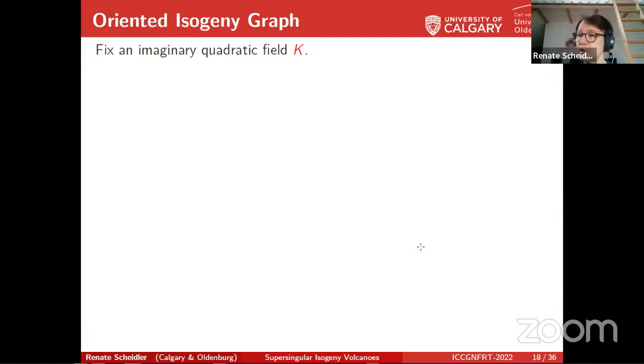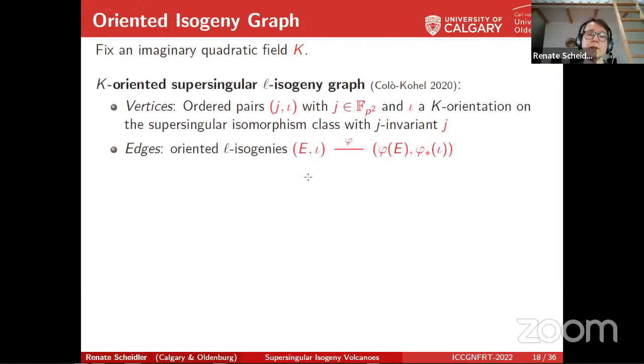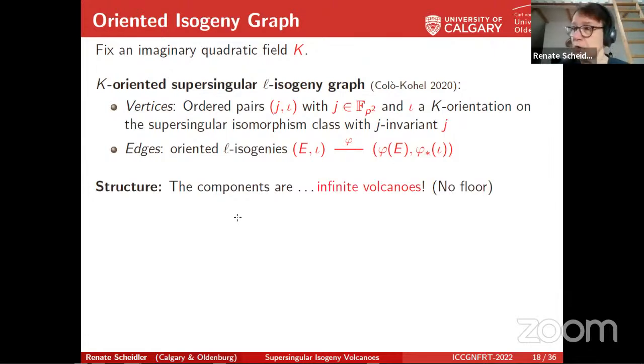So you fix an imaginary quadratic field. Just like in the ordinary case, we're only going to work with one field, and all the elliptic curves are going to have orientations by this one field. And so the vertices are now pairs consisting of J invariants and orientations. The J is a J invariant, always sits in F_p squared in the supersingular case, and the iota is a K orientation. And then the edges are these things where you map oriented vertices to each other in such a way that the isogeny respects the orientation, or the orientation respects the isogeny, whatever you want to think of it.